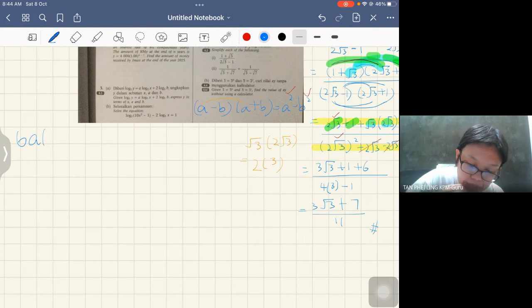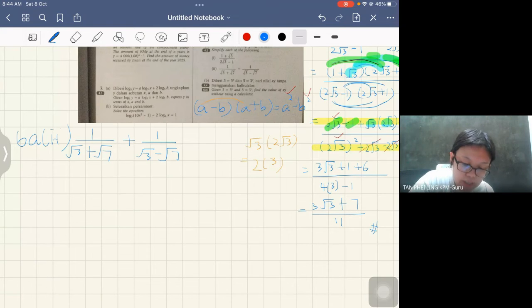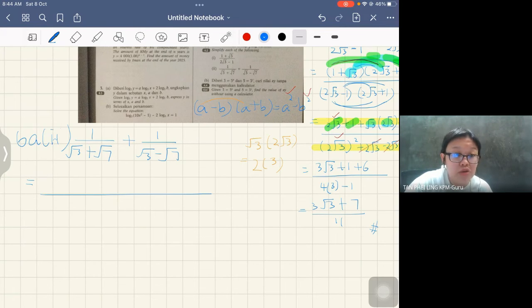6A2 says that if you have 1 over 3 square root 3 plus square root 7, then plus 1 over square root 3 minus square root 7. Remember, for fractions, if you want to add them, the denominators must be the same. So we have to do it the long way. They happen to be conjugates of one another, so just multiply by their conjugate.